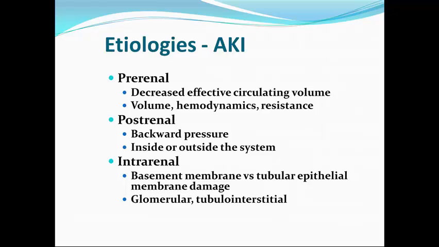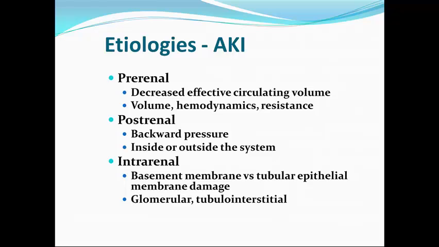The last is resistance. It's important that we remember that there has to be a positive net filtration pressure in that glomerulus. The oncotic pressure within the capillary bed of the glomerulus has to be able to overcome the opposing pressure in Bowman's space, so that if there is too much resistance in Bowman's space, there will be a decrease in the effective circulating volume.